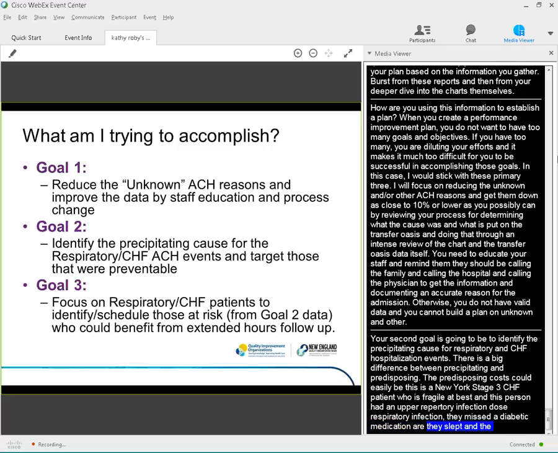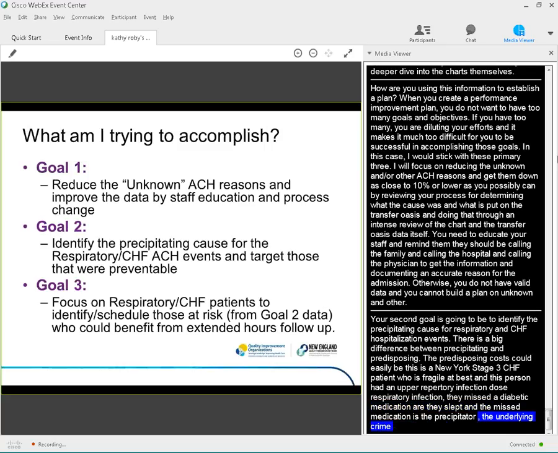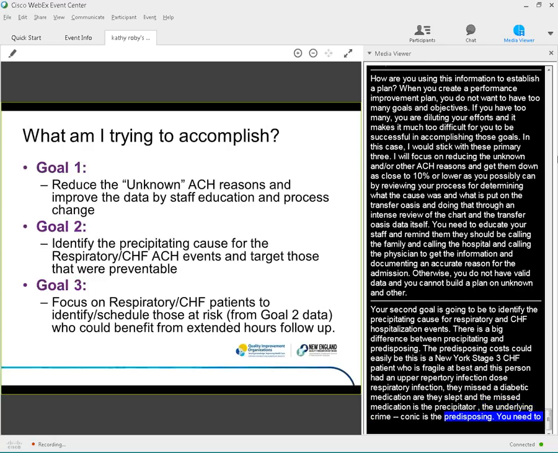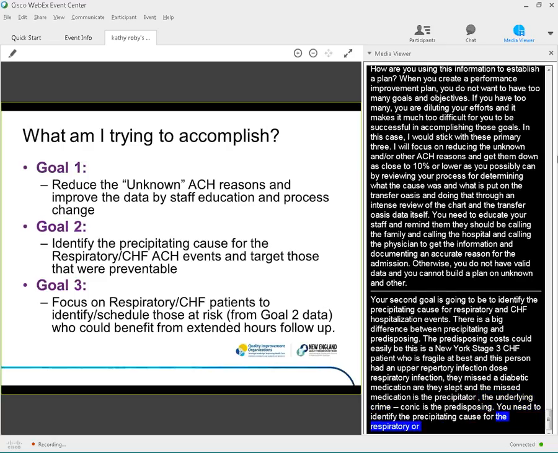You need to identify the precipitating cause for the respiratory or CHF events that caused the hospitalization so that you can target those that were preventable with patient and family education and whatever other interventions you might find that would be helpful.